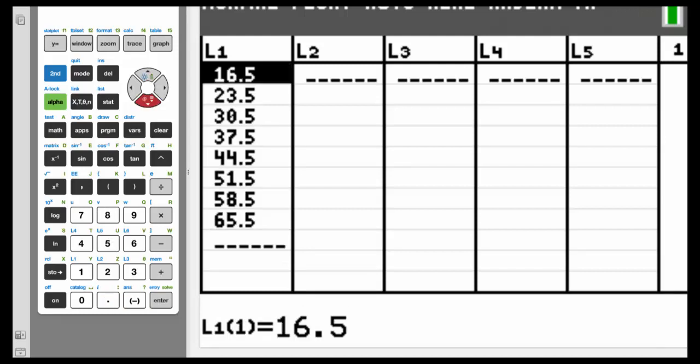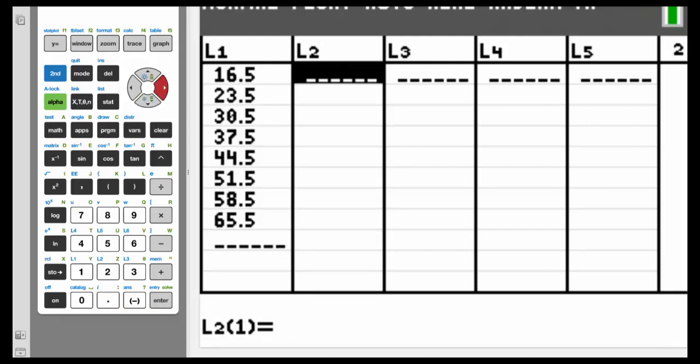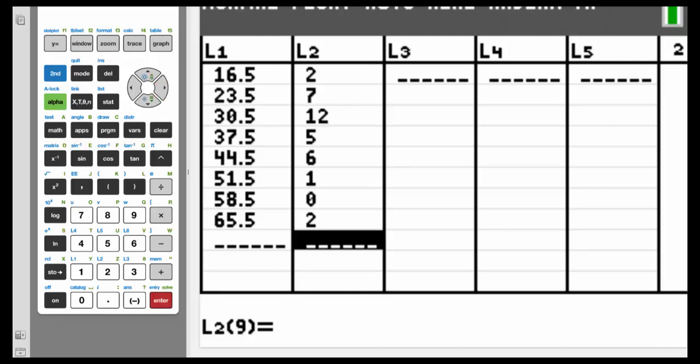Okay, so for L2, that's going to be the frequency, so I'm going to type those in now. Okay, so now those are in. So now how do I do this?